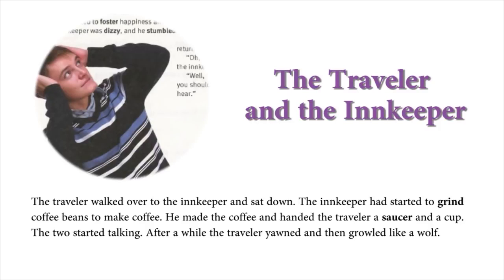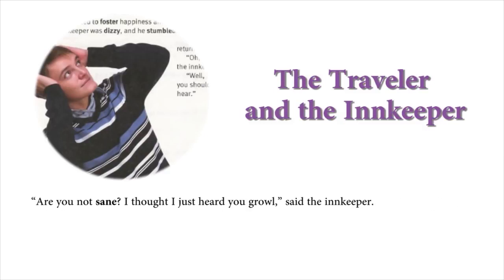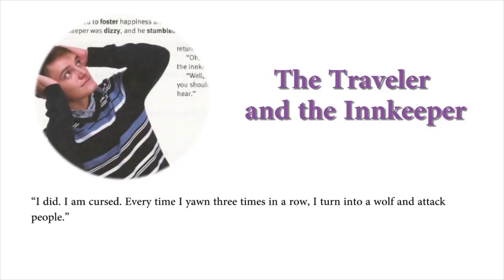The two started talking. After a while, the traveler yawned and then growled like a wolf. "Are you not sane? I thought I just heard you growl," said the innkeeper. "I did. I am cursed. Every time I yawn 3 times in a row, I turn into a wolf and attack people."